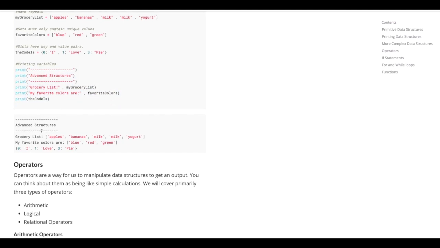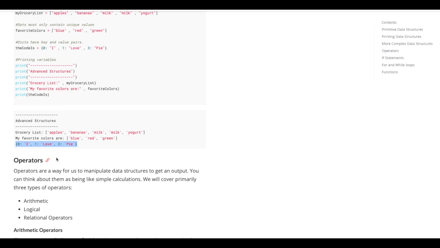And then this is the output, right? You see my grocery list over here. My favorite color is my favorite color over here. I have a set of my favorite colors, and then you can print the dictionary and you'll get this as your output. Cool. Now let's go over operators.